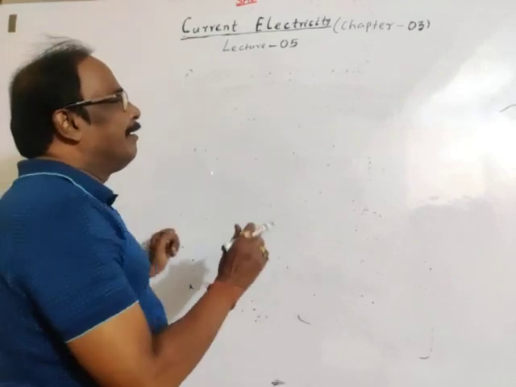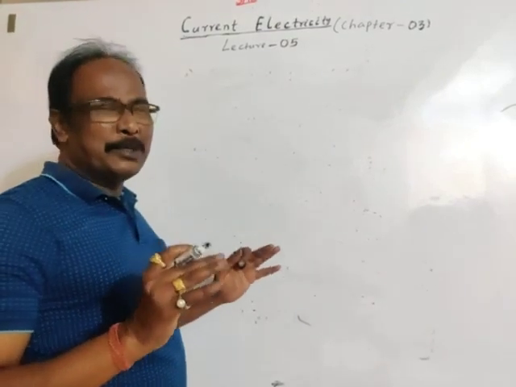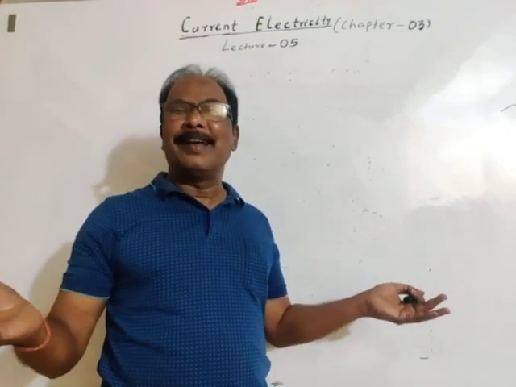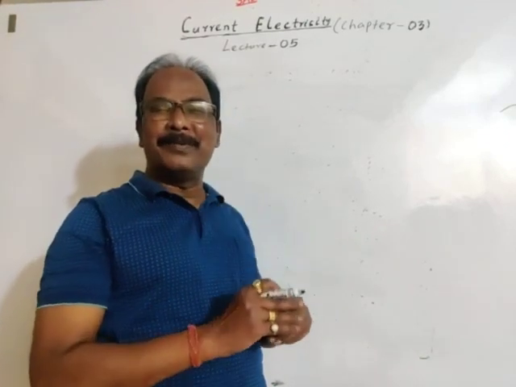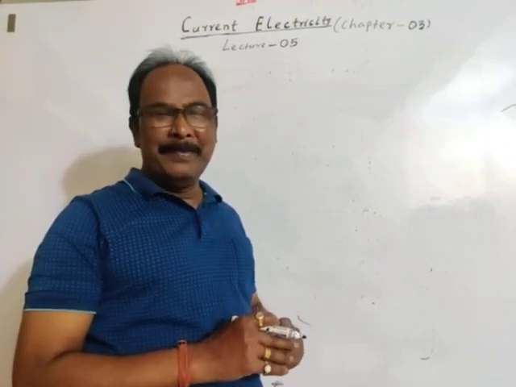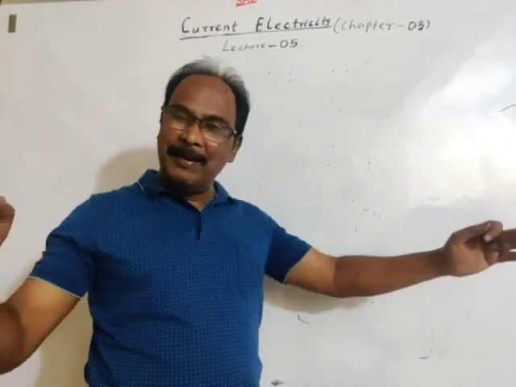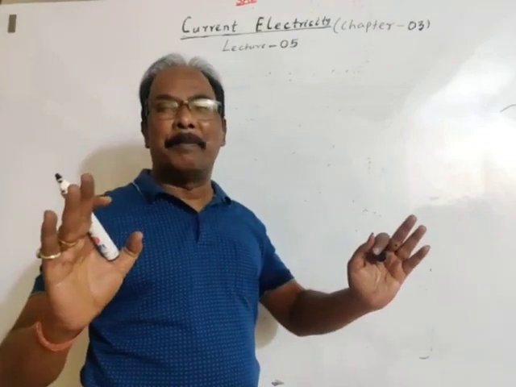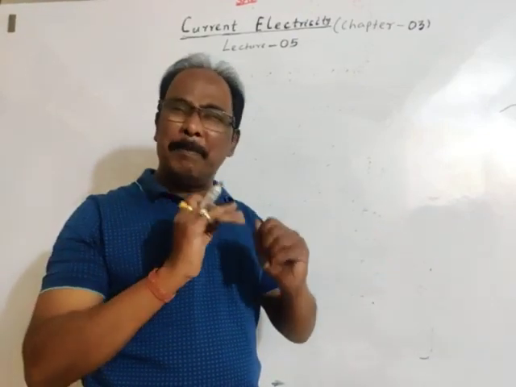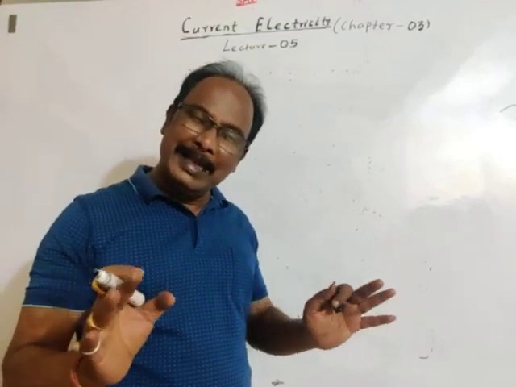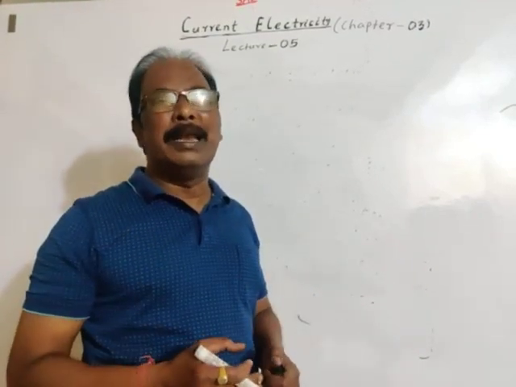Then about the area of cross section. See, if length is doubled, area of cross section becomes half. If length becomes half, area of cross section becomes double. You can do it easily. Now I'm changing the question a little bit.